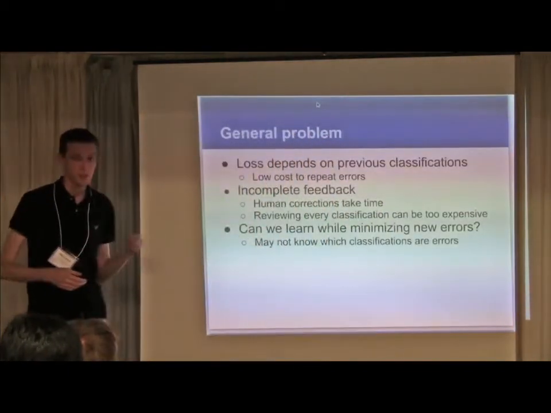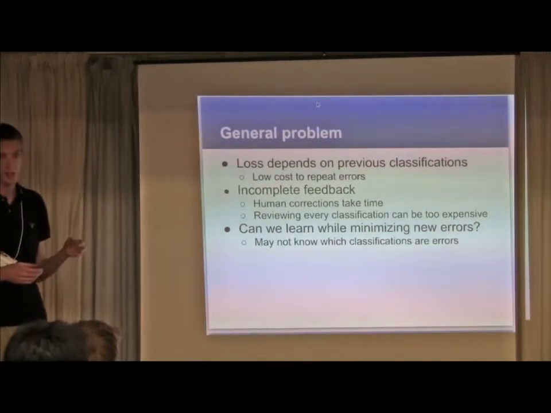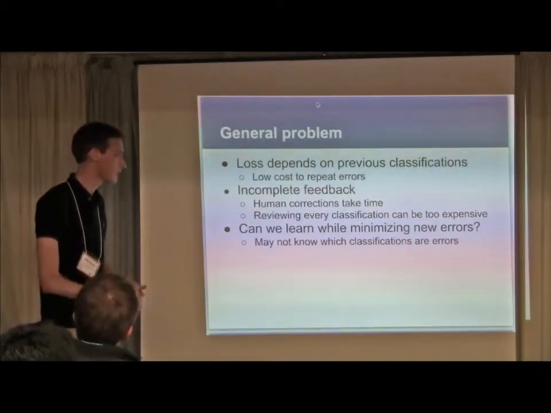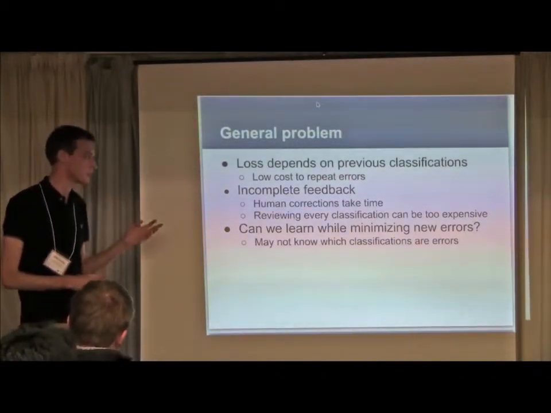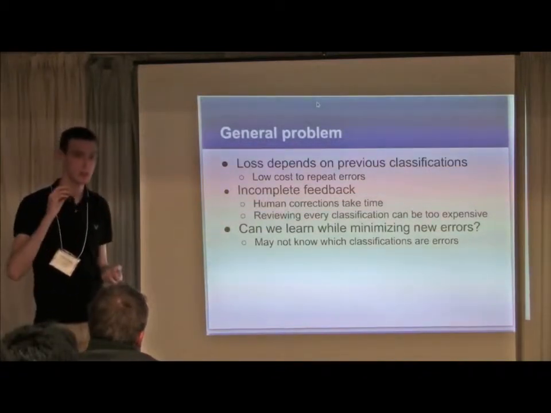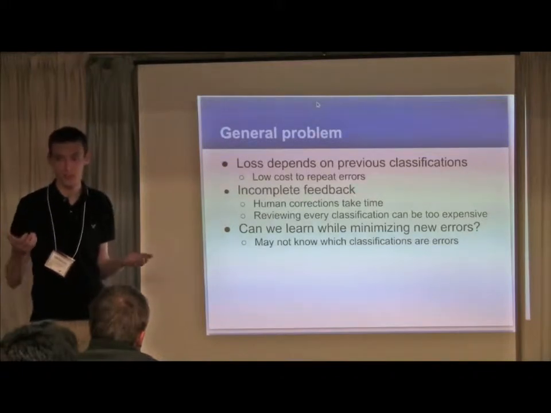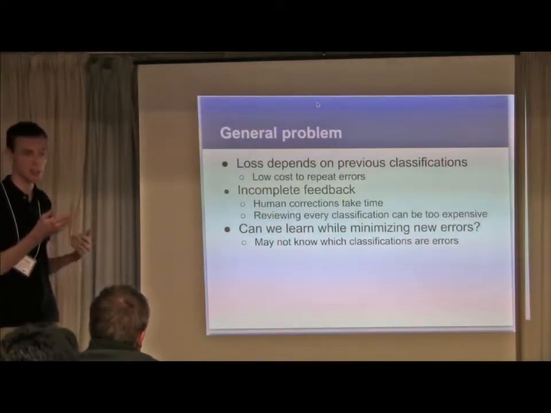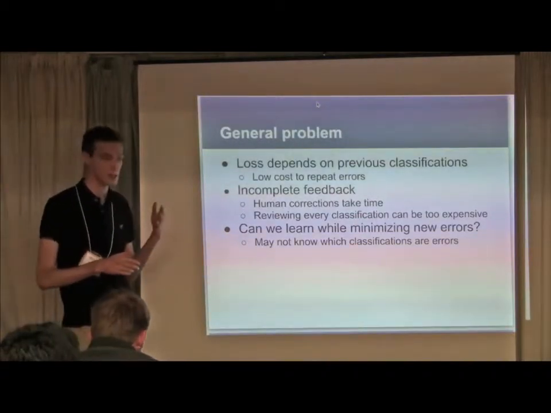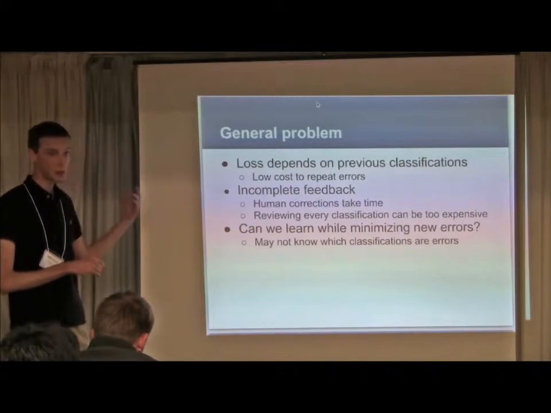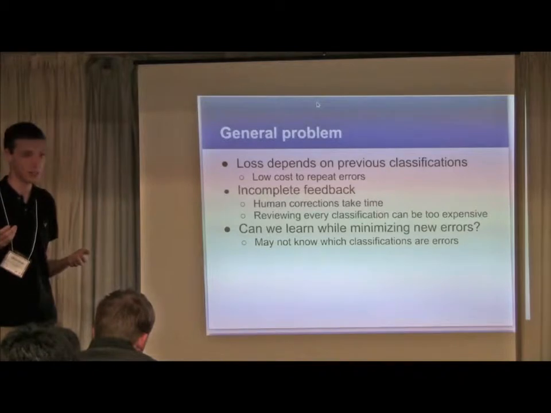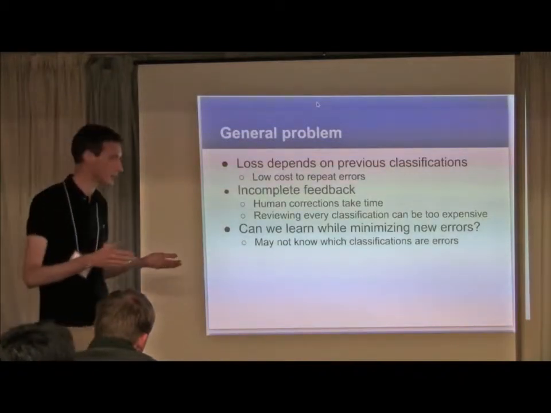So in general, we have a loss function which depends on our previous classifications. Specifically, we looked at the case where there's a low cost to repeating errors. But the key is that we have incomplete feedback, and that human corrections take time. Even if we do get corrections for points, which is definitely not certain, it's going to be delayed quite a bit, and we may need to retrain several times before we have any feedback. So the question we wanted to ask is, can we learn while minimizing new errors, even if we don't know what the old errors are?